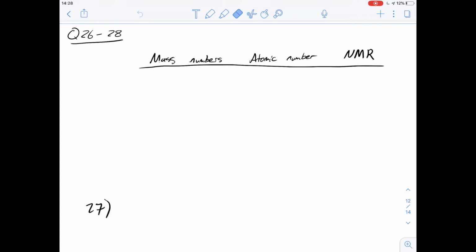Just a quick revision of what they are. An atomic number is the number of protons in the atom, and then the mass number is the number of protons plus the number of neutrons.